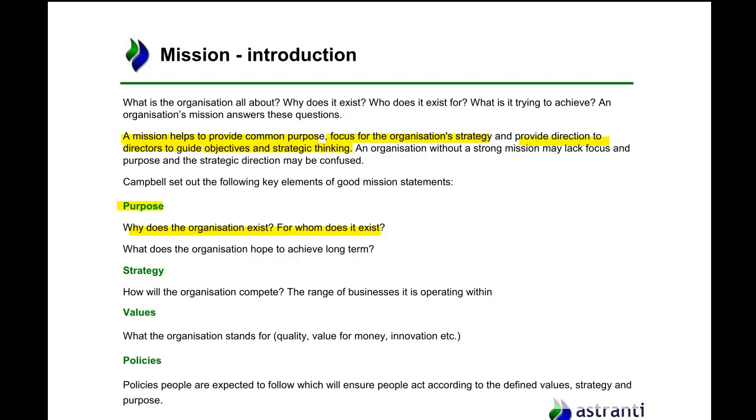But how does it compete? What does it do differently to its competitors? That is answered in the second part of the mission statement.